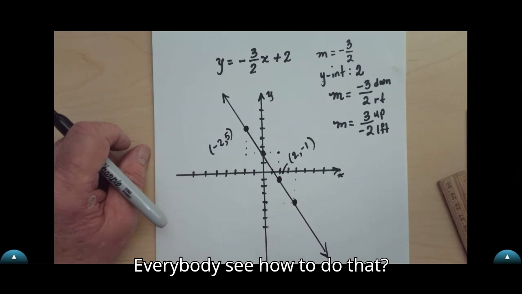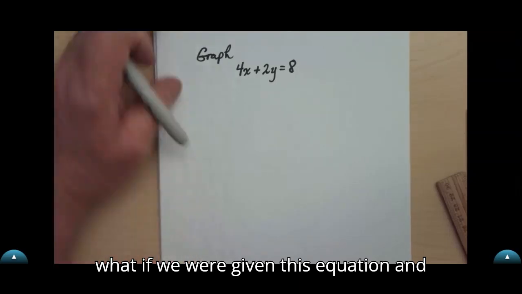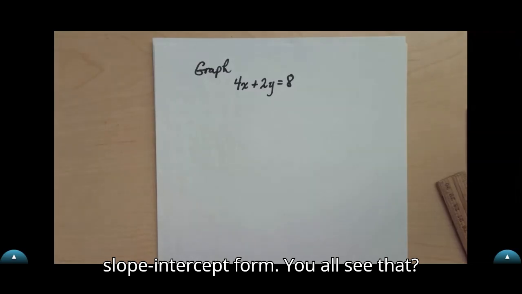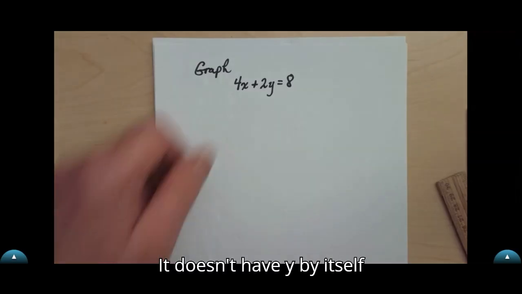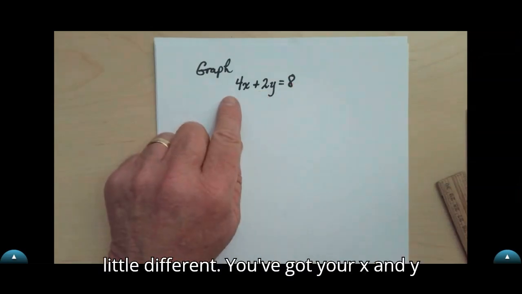Everybody see how to do that? Now, what if we were given this equation and asked to graph it? Now, this is not in slope-intercept form. Y'all see that? It's not, it doesn't have y by itself equal to something with x. This one's a little different.